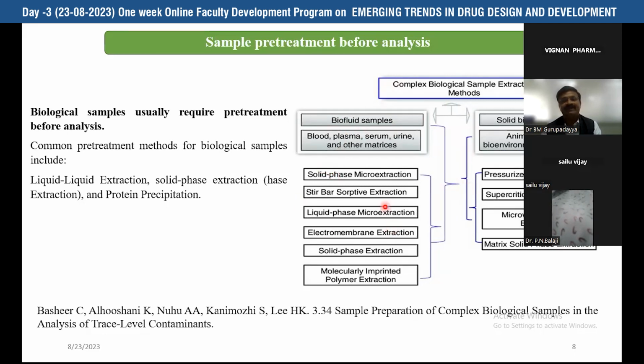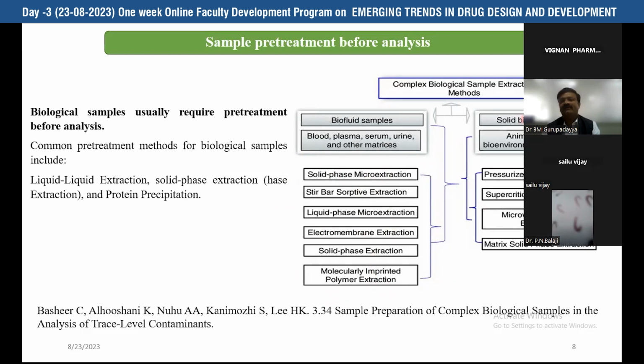It may be solid phase microextraction or stir bar sorptive extraction methods, or liquid microextraction procedures we are supposed to adopt, or maybe electromembrane extraction, or solid phase extraction, or molecularly imprinted polymer extraction techniques. These are all the techniques for recovering the drug from a biological origin, it may be blood or saliva or any tissue fluid, and we are going to adopt these techniques for extracting it.